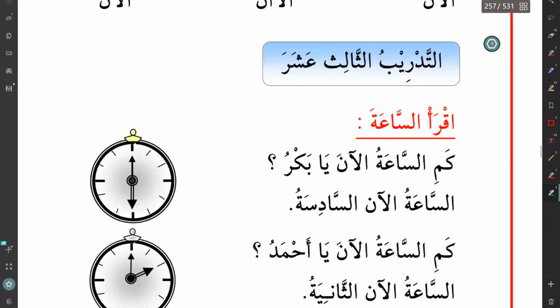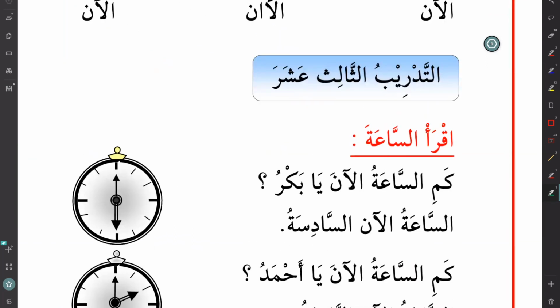Now we have التدريب الثالث عشر. Okay, 13th exercise.